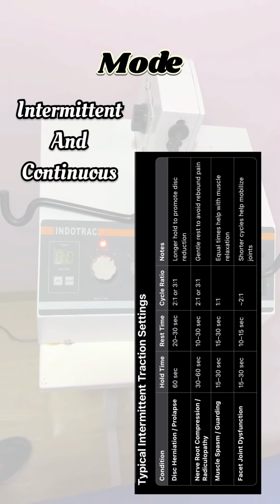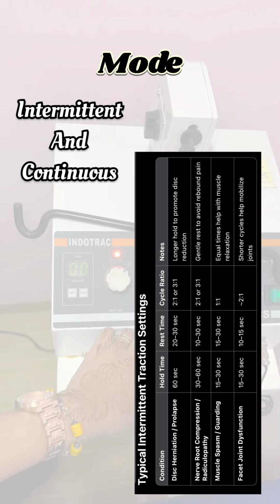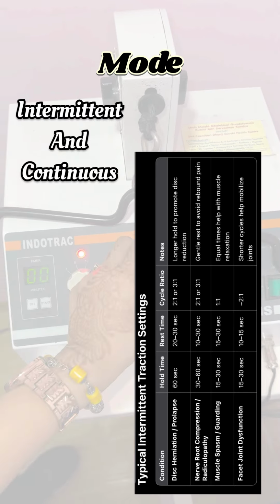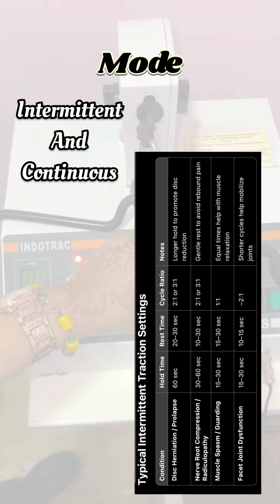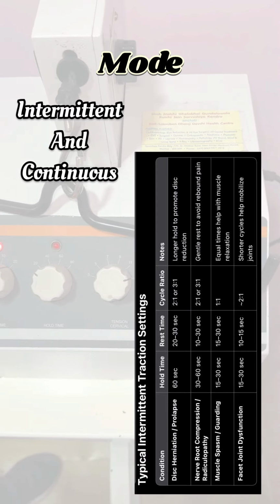Lastly, let's talk about mode. So there's intermittent and continuous. Usually patients prefer intermittent because it helps in resting. I mean, there's a rest period, there's a hold period. So even the patient gets a little bit to relax and it's not continuously pulling, so it's a little less irritating and it's a little comfortable for the patients as well.